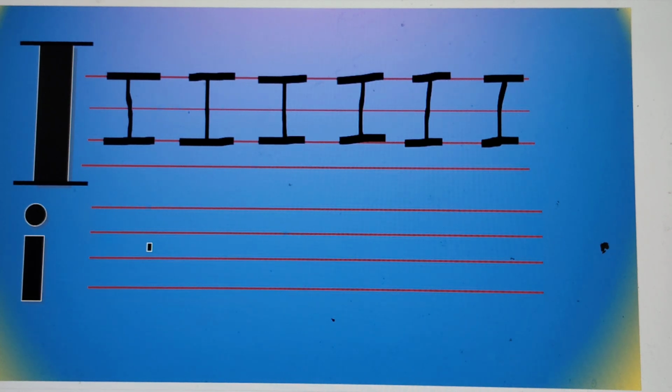Let's make small I or lowercase I. This is also very simple. You just have to make a standing line and a dot on it like this. A standing line and a small dot.